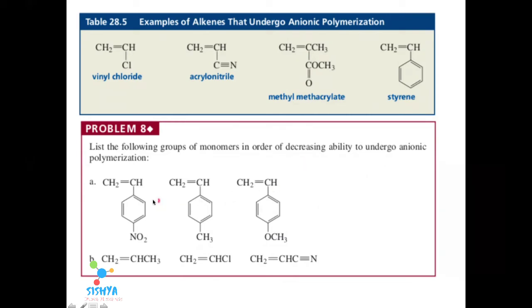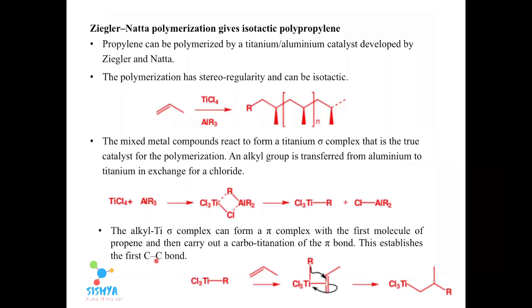And if you are asked to find the group of monomers in order of decreasing ability to undergo anionic polymerization, here is the way: NO2 is electron withdrawing, OCH3 is donating. So the withdrawing one will be the faster anionic polymerization, so this one will be the fastest, and this one will be the slowest. Similarly here, CN is electron withdrawing, Cl is withdrawing, but CH3 is donating. So this one will have the least probability to undergo anionic polymerization.